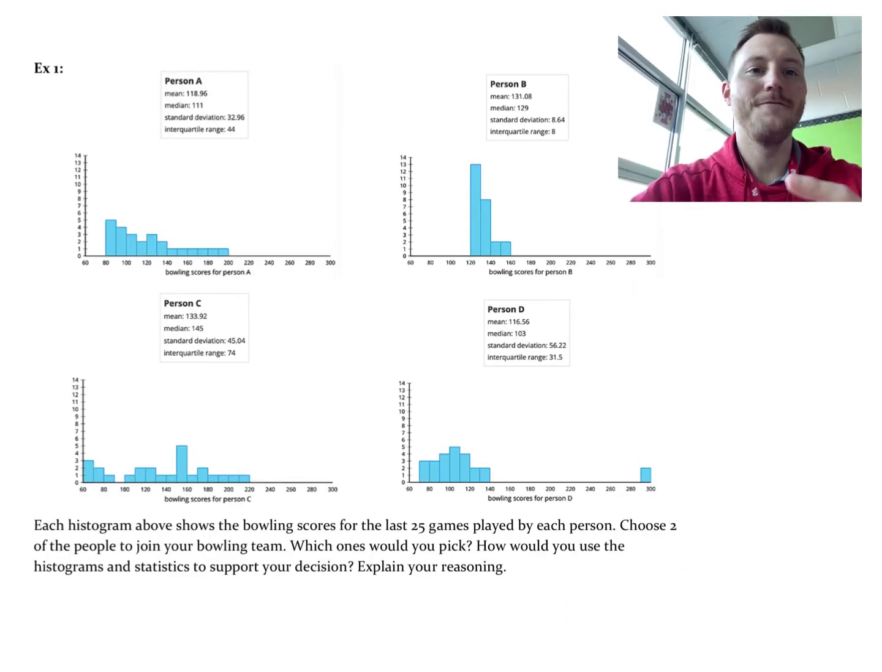So here we have 4 histograms. Each histogram above shows the bowling scores for the last 25 games played by each person. Choose 2 of the people to join your bowling team. Which ones would you pick, and how would you use the histograms and statistics to support your decision and explain your reasoning? If you want to pause this video here, try and come up with which 2 you would pick for your bowling team.